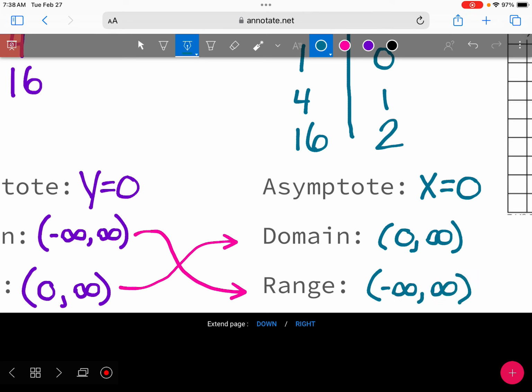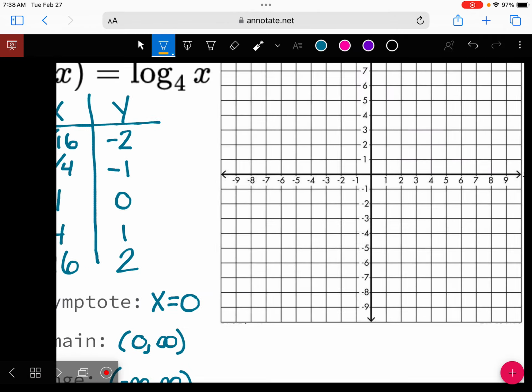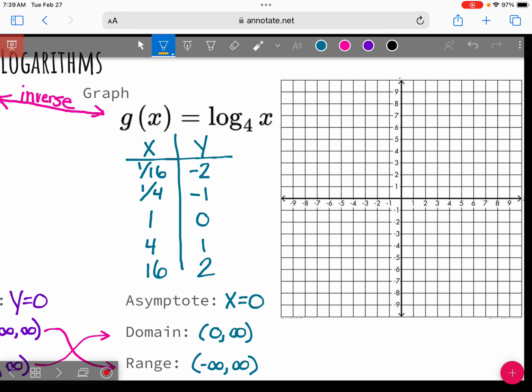I am not going to graph the 4 to the x on this one. I'm just going to graph my logarithm, which means the first thing I'm going to do is put my asymptote up here, that x equals 0. That is a vertical line right here that we cannot cross. Asymptote still means we can't cross it. It's a wall. It's just a vertical wall instead of a horizontal wall.